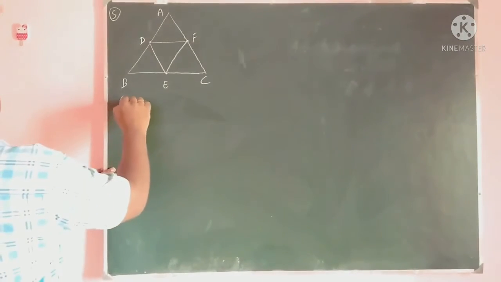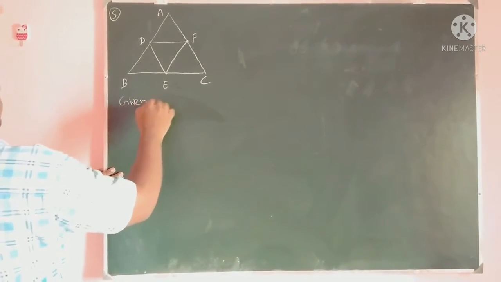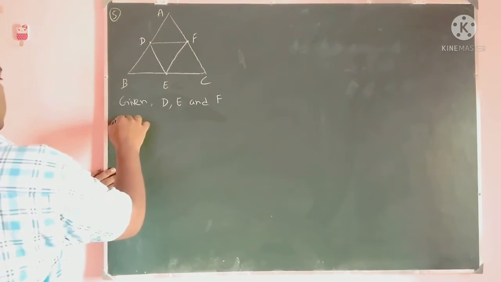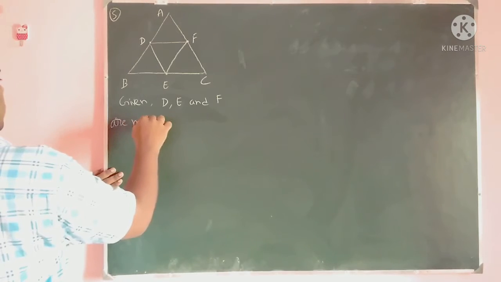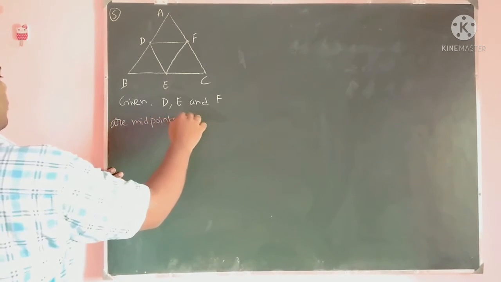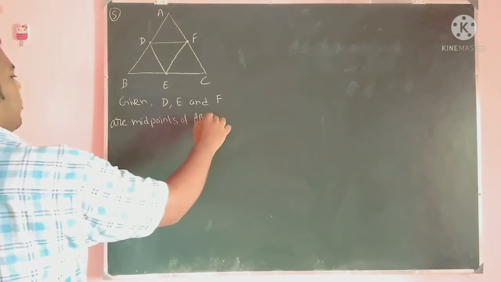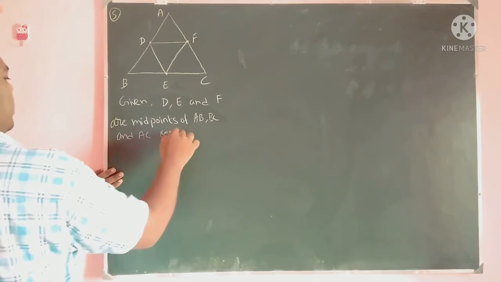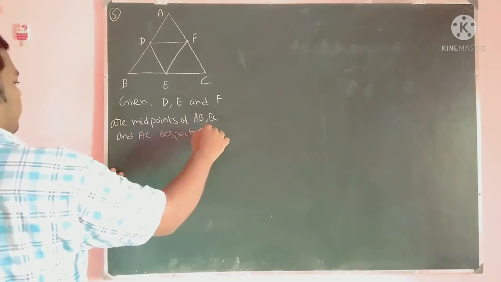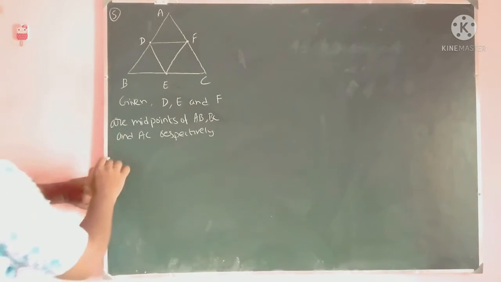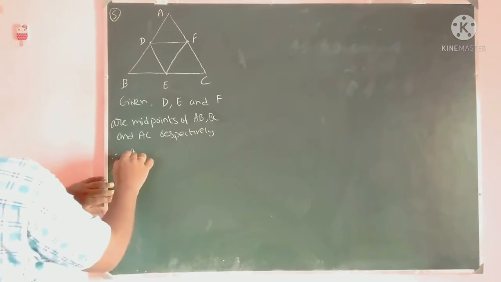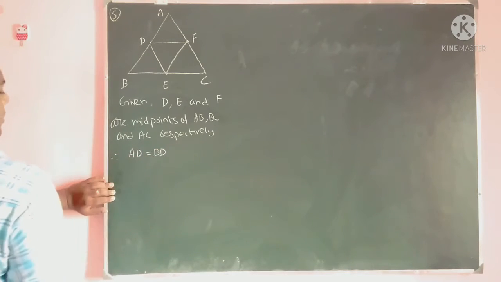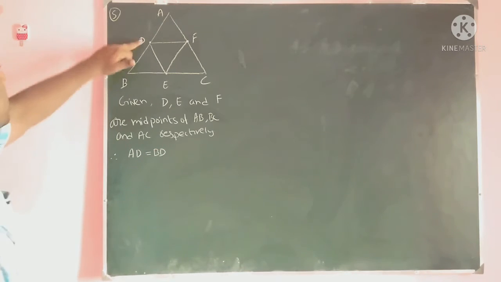So given D, E and F are midpoints of sides AB, BC and AC respectively. So that means we can write now AD is equal to BD. Why? Because D is a midpoint.